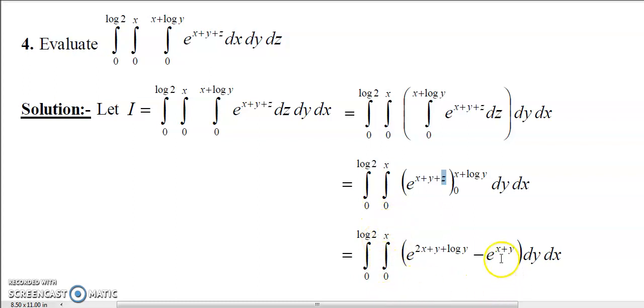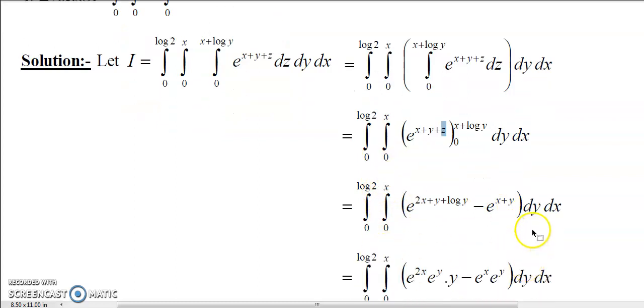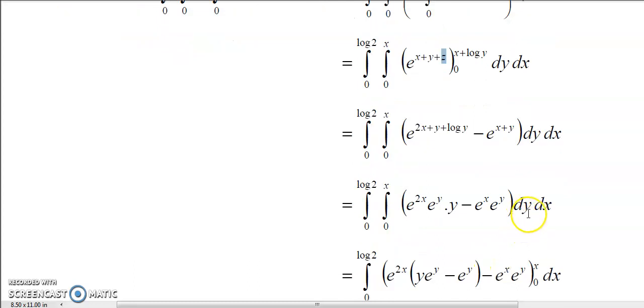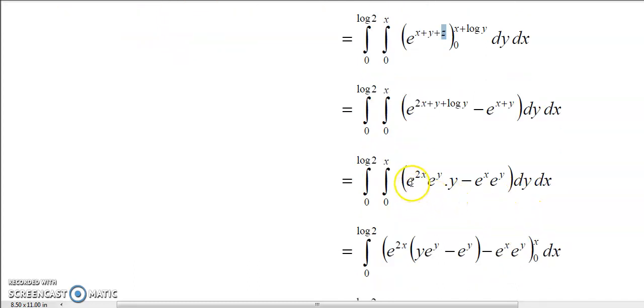After integrating with z, now we'll integrate with y. When I'm integrating with y, I'll keep in mind that x is a constant. So this can be simplified in this particular manner: e raised to 2x into e raised to y into y minus e raised to x into e raised to y. Integrating with y, e raised to 2x is a constant. Here e raised to x is a constant. Now the constants are taken outside.